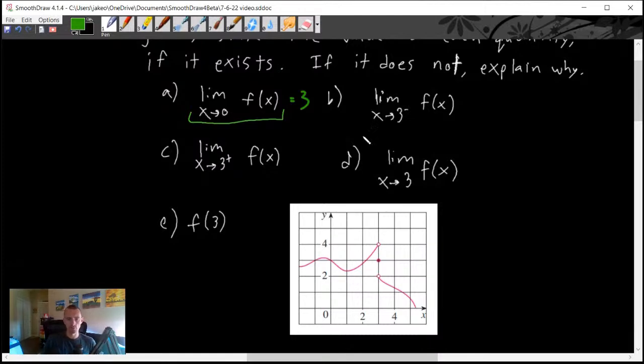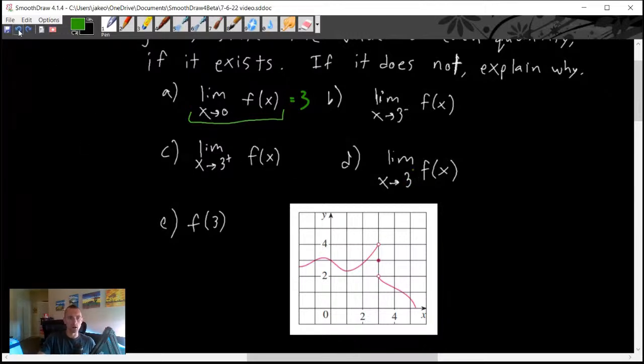So now let's go on to part B. So part B, C, and D are all looking as x approaches 3. But notice the difference between these three parts here is as x approaches 3 with a little negative sign, a little plus sign, and then no sign. So that's saying basically as x approaches 3 from the negative x direction, as x approaches 3 from the positive x direction, which means as x approaches 3 from the left, and then as x approaches 3 from the right. And then the one with no sign means the two-sided limit.